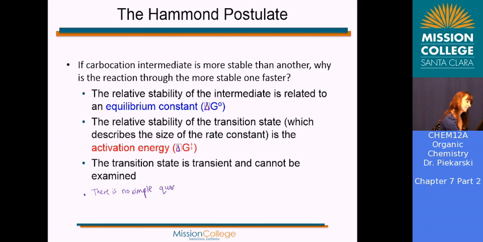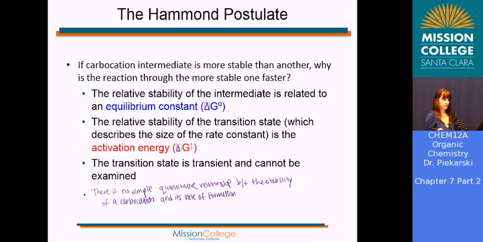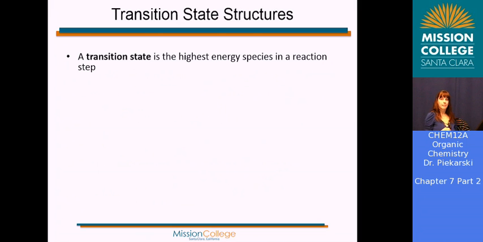quantitative relationship between the stability of a carbocation and its rate of formation. Okay? There's no simple quantitative relationship between the stability of a carbocation and its rate of formation. And we can't examine its transition state, so we must postulate what it looks like, and that's where the Hammond postulate comes into place. Now, remember that the transition state is the highest energy species in a reaction.